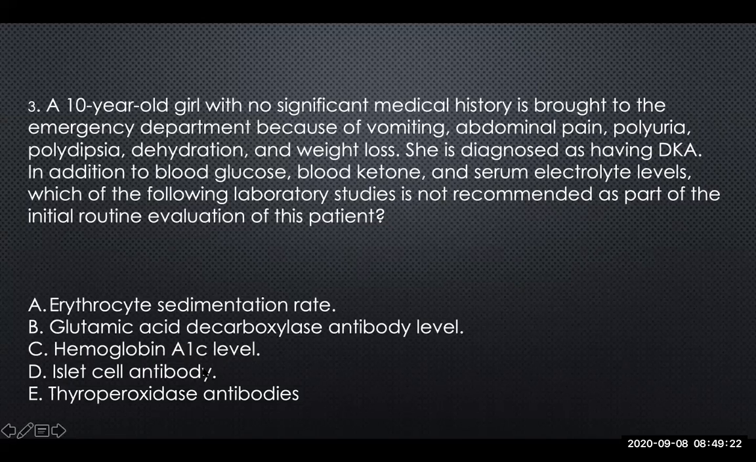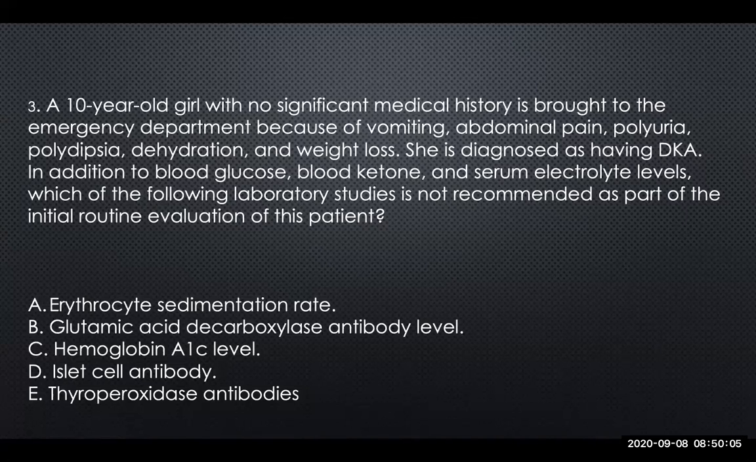You can do it, Mohammed, now. Okay. A 10-year-old girl with no significant medical history is brought to the emergency department because of vomiting, abdominal pain, polyuria, polydipsia, dehydration, and weight loss. She is diagnosed as having DKA in addition to blood glucose, blood ketone, and serum electrolyte levels. Which of the following lab studies is not recommended as part of the initial routine evaluation of this patient? Erythrocyte ESR, glutamic acid decarboxylase antibody level, hemoglobin A1C level, islet cell antibody, thyroperoxidase antibodies.